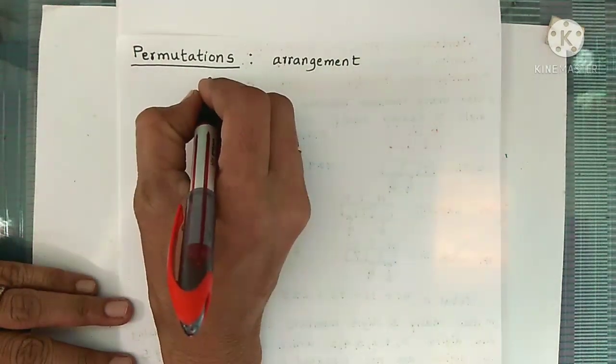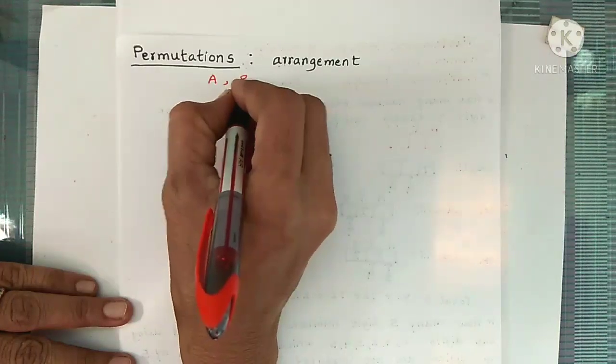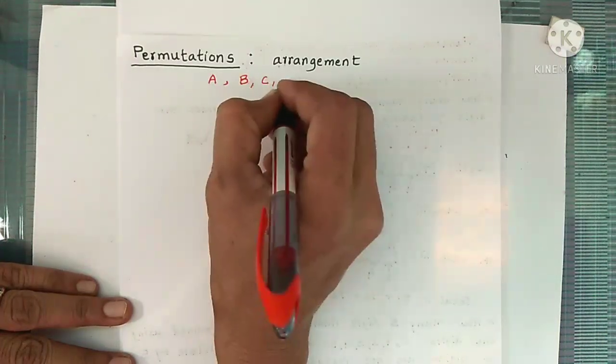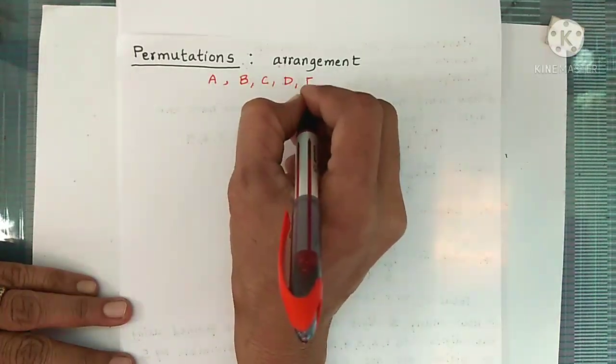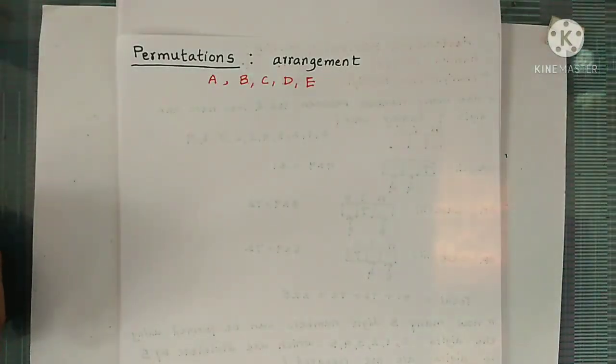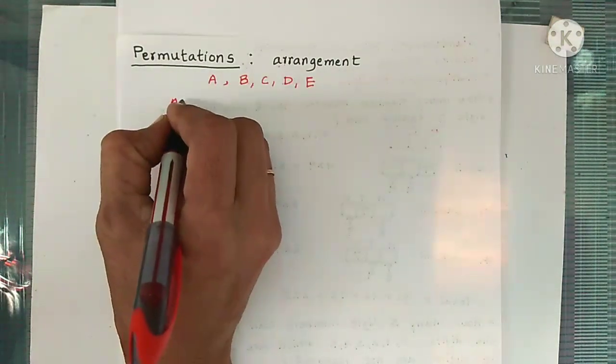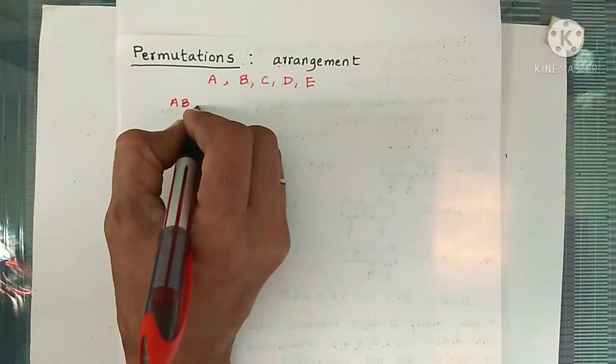So let's consider one example. Say A, B, C, D and E. So let this be 5 objects given. 5 different objects are given and named A, B, C, D, E. We want to take 2 objects from this and we want to arrange those objects in a straight line. So how can we arrange that? We can take A and B. So the arrangement is AB.